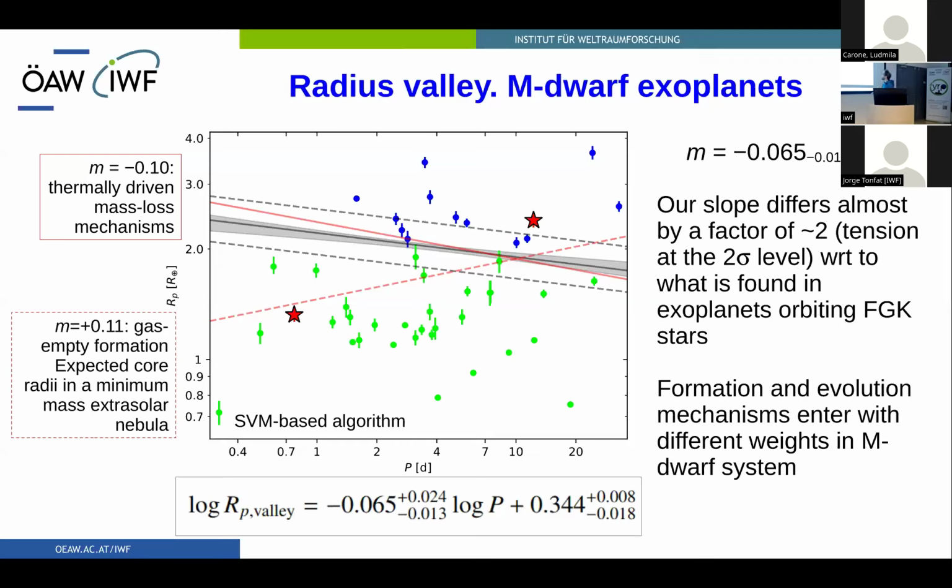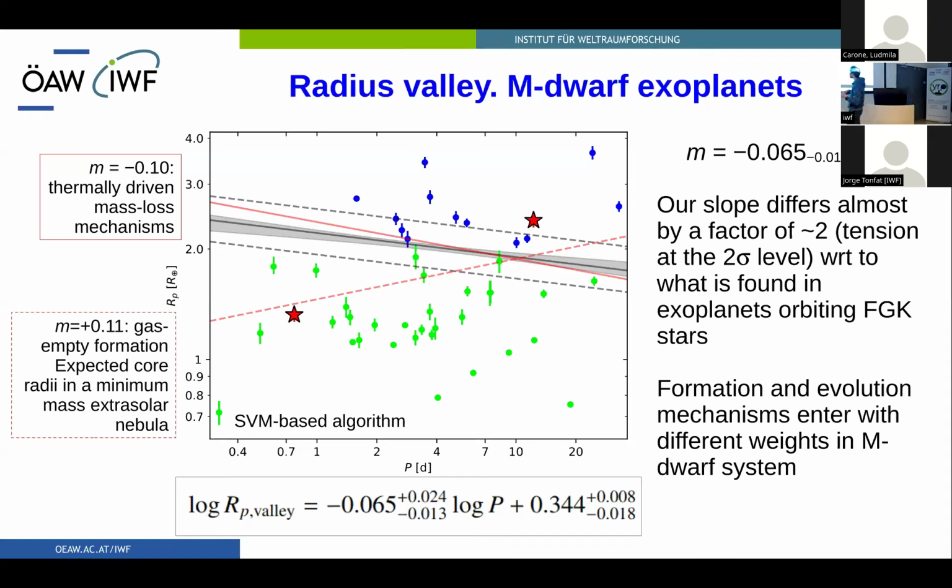I also represented the cliff of the valley via the dashed gray lines, following Ho and Van Eylen 2023. And to guide the eye, I highlighted with red stars our two friends, TOI-732b down here and c up there. I also represented the two slopes available from theory that describe two different phenomena: the minus 0.10 inferred from the thermally driven mass loss mechanism, and instead the positive slope, the dashed red line, plus 0.11, which sets the upper limit for bare rocky cores.